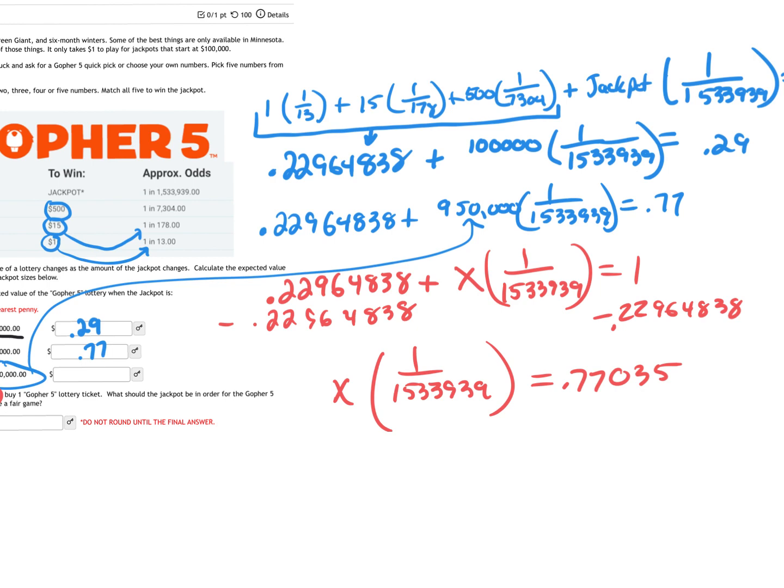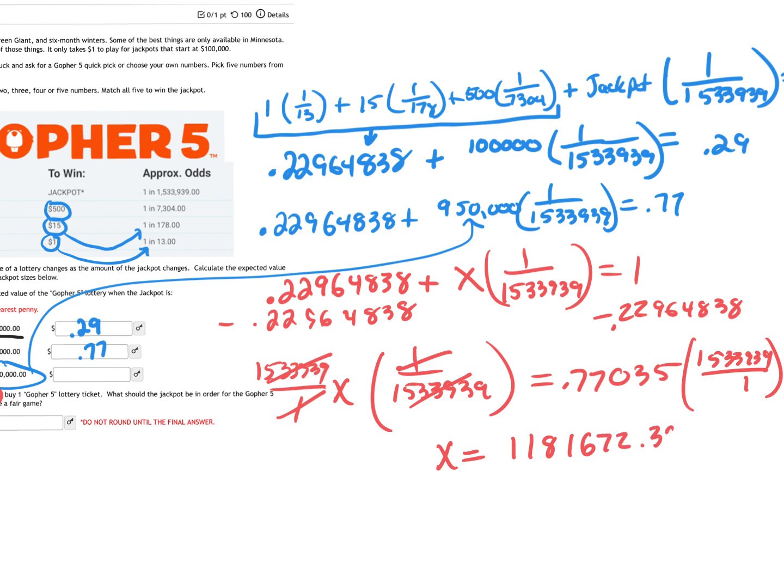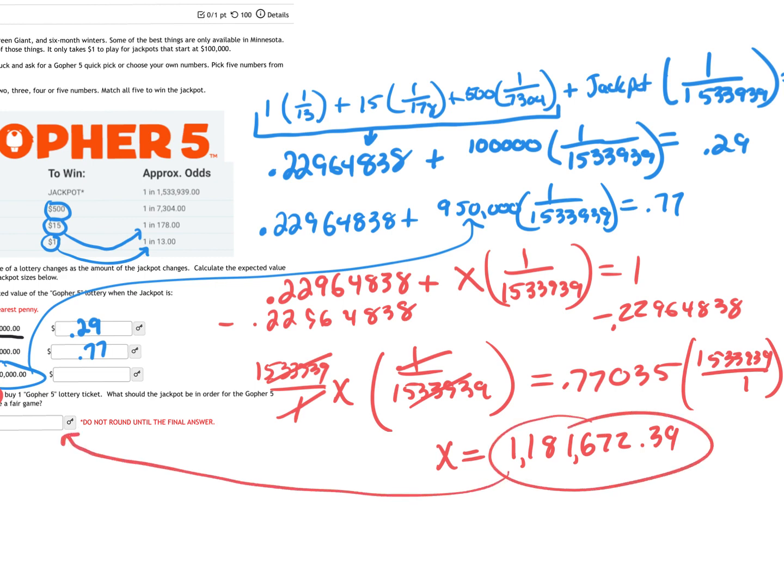So it's going to look something like this: 1,533,939 over 1, and multiply this by 1,533,939 over 1. When I do that, this cancels with this, and leaves me with just X equals. And then when I multiply that out, I end up with $1,181,672.39. That means when the jackpot is that, the expected value will be 1.